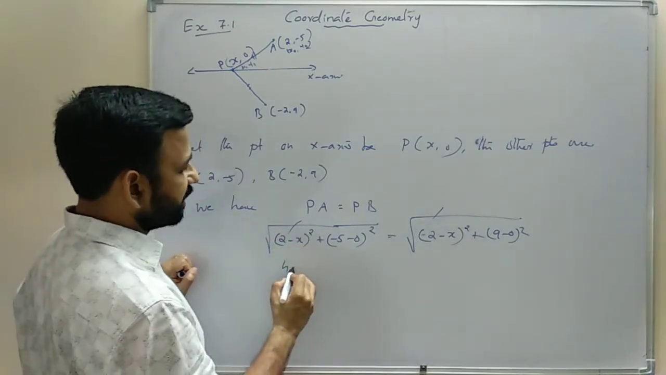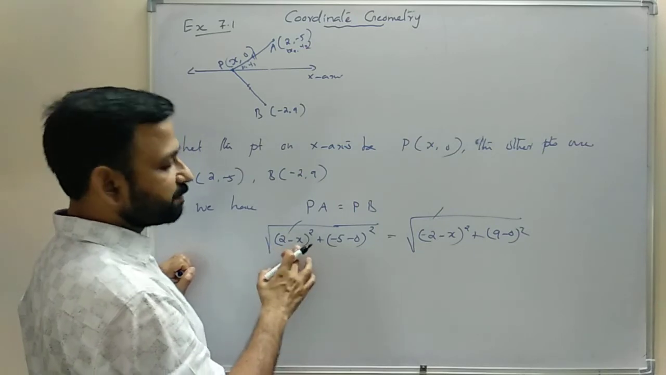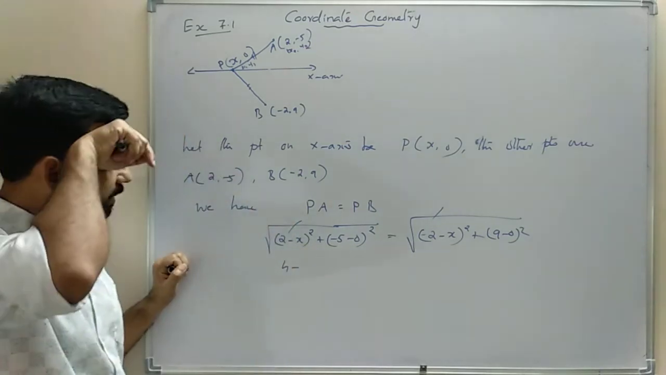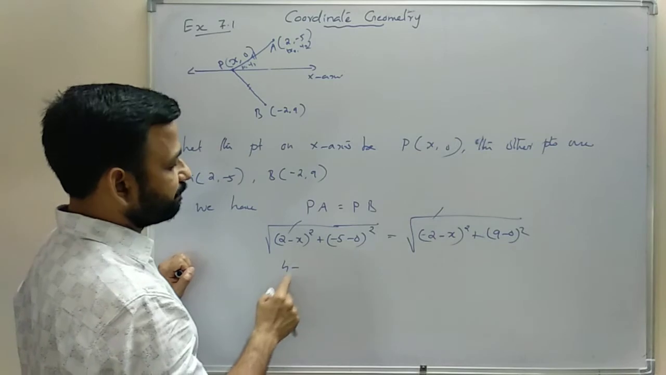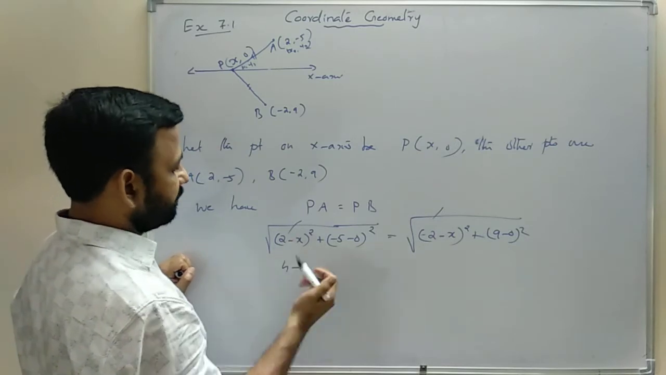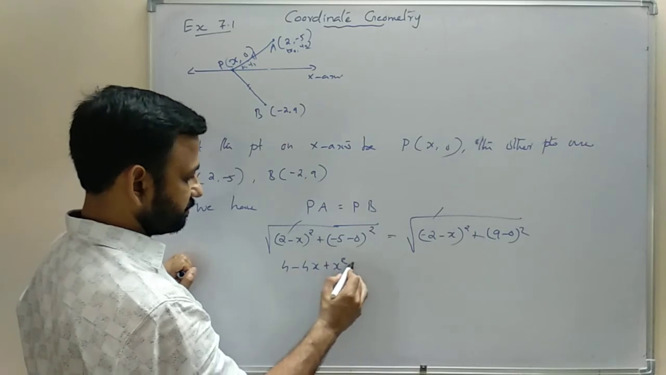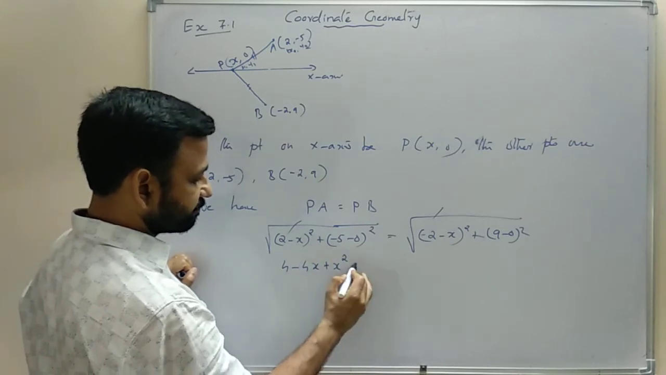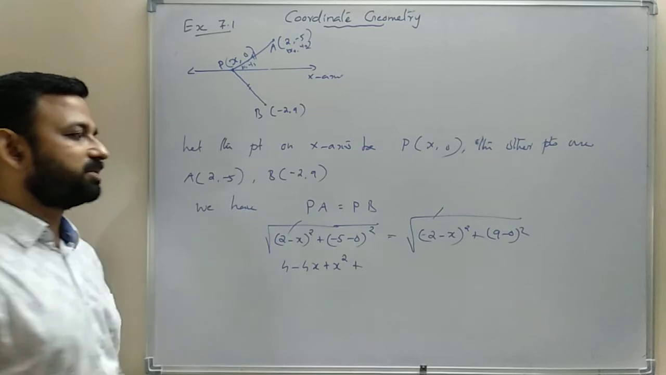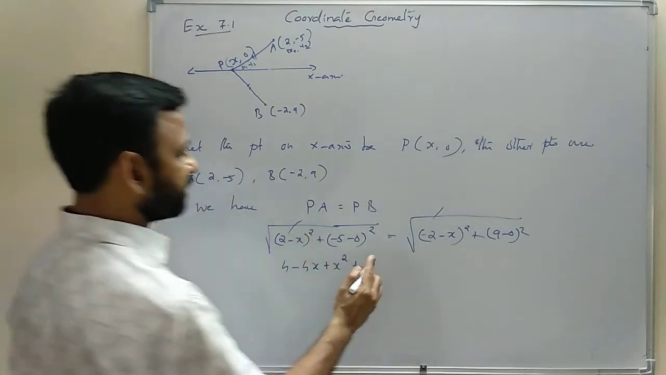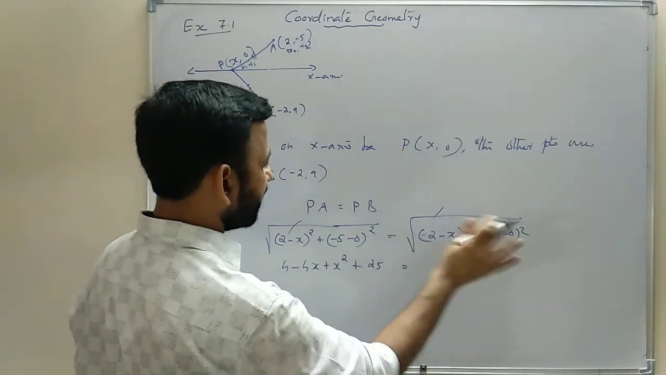So 2 square, that is 4, minus a minus b whole square, that is a square minus 2ab plus b square. a square, 2 square is 4, minus 2 into 2 into x, that is minus 4x, plus x square, plus minus 5 minus 0, that is minus 5, minus 5 square, that is 25.